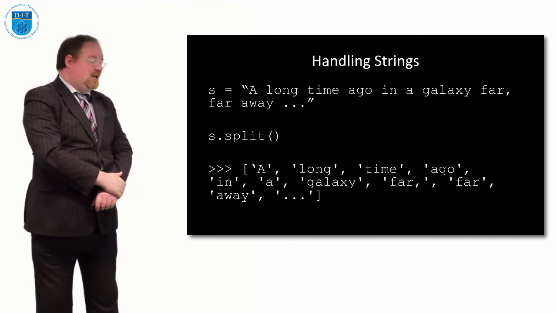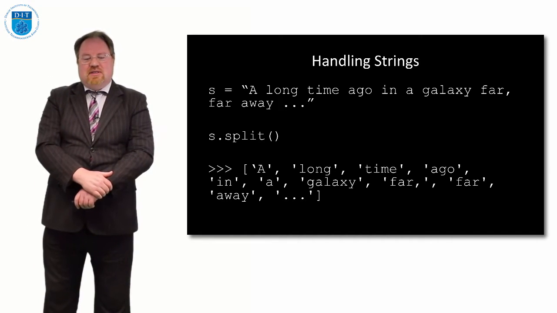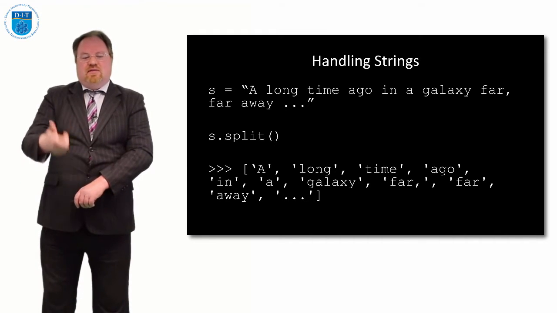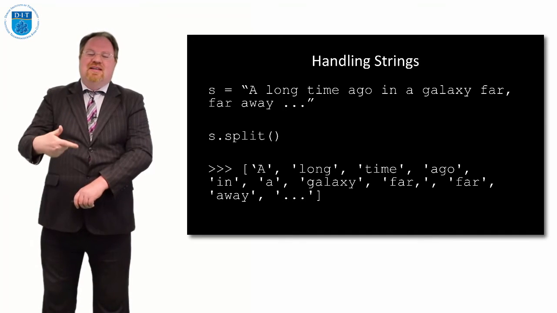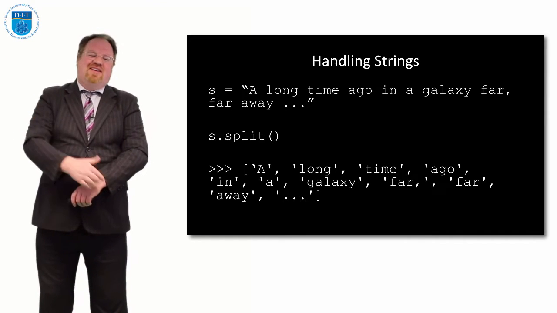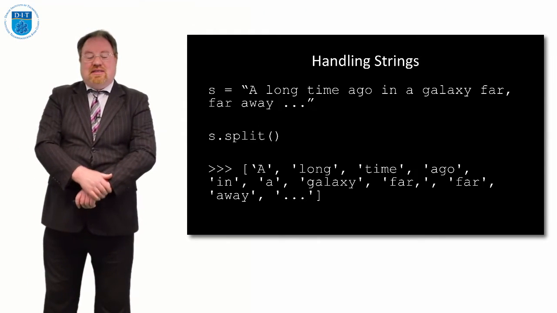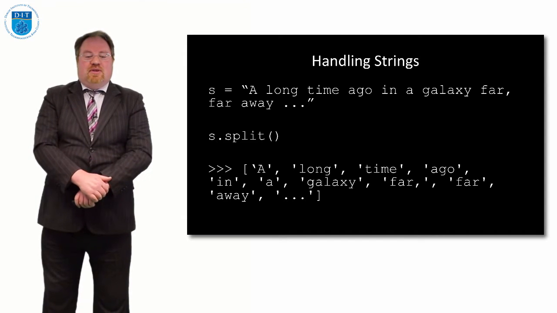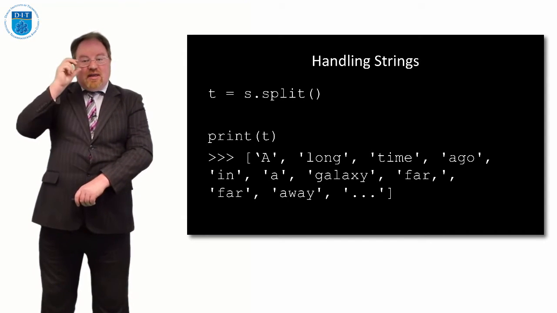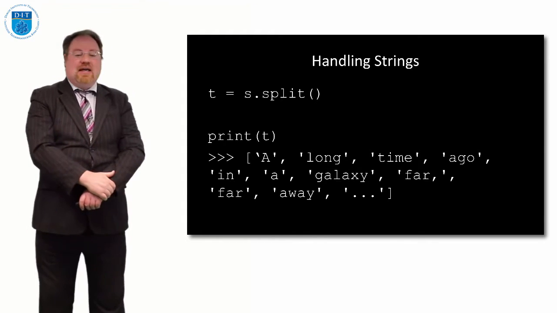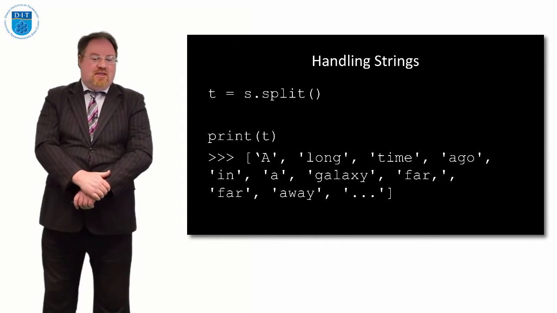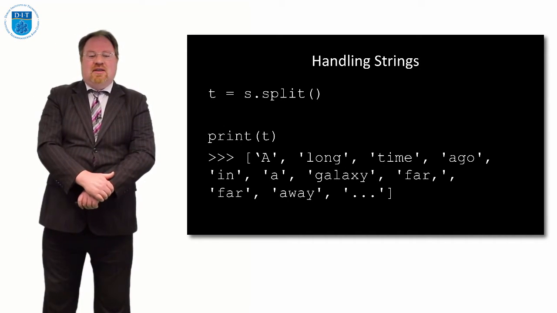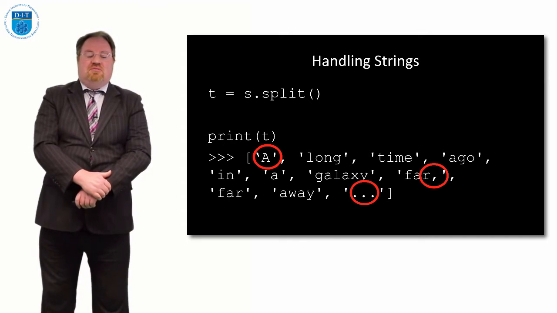And it's the normal array. The 0th element is a, the first element is long, second is time, element number 3 is ago, 4 is in, 5 is a, 6 is galaxy, 7 is far, 8 is far, 9 is away, and then 10 is the ellipsis or .... So there's 11 elements in that array. If we want to save that array as a new variable, all we do is say t is assigned s.split(), and then if we print t, t is now the variable name that stores those values in it, and we can ask for things about it.